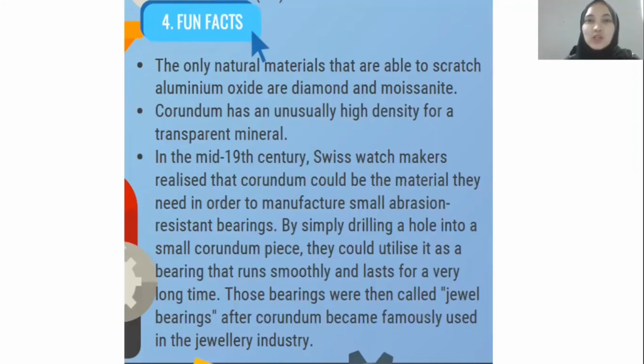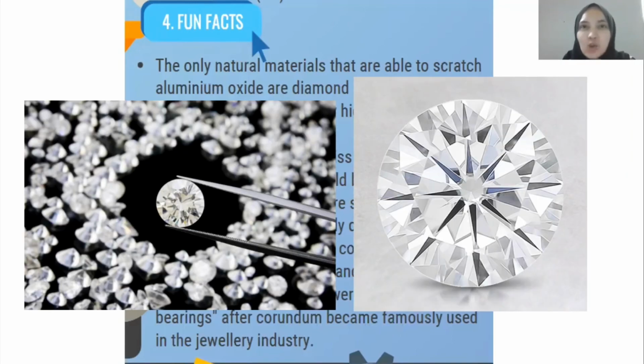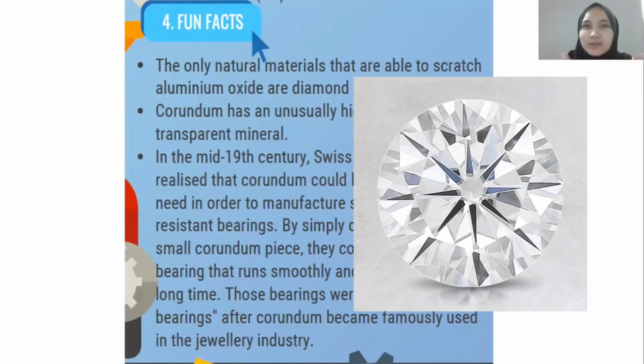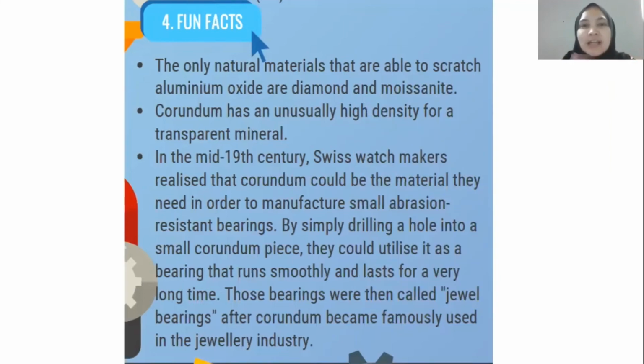So today I'm going to talk about the fun facts of aluminum oxide. The only natural materials that are able to scratch aluminum oxide are diamond and monazite. So what is monazite? Do you know what monazite is? Monazite is an extremely hard mineral which is used as an abrasive. Aluminum oxide grades 9 on the Mohs scale, which is the scale that measures hardness.